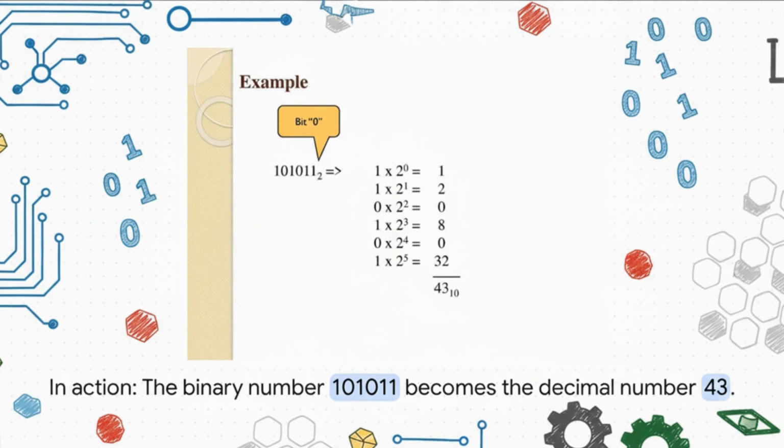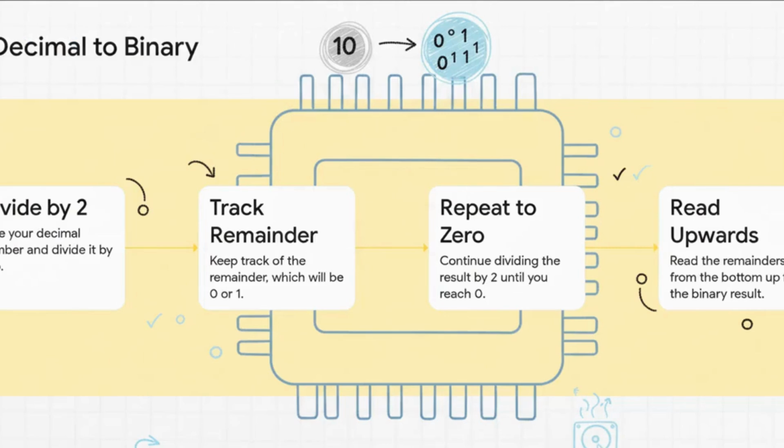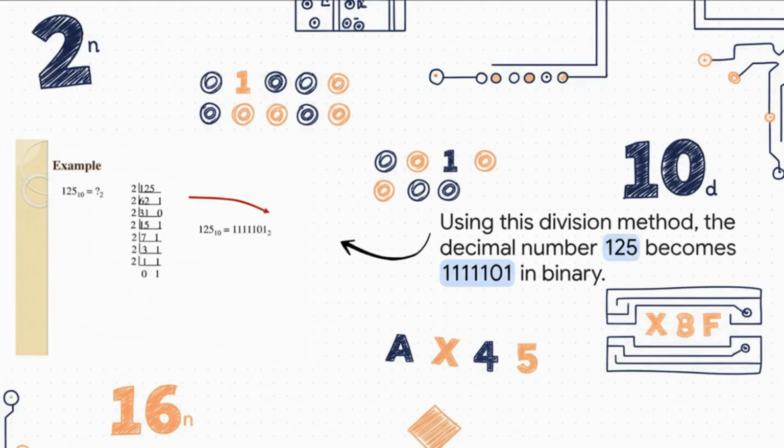The computer's 100111 translates perfectly to our number, 43. So how do we talk back? How do we go from our numbers to the computer's? Well, for this, we use a really clever little division trick. You just have to keep dividing your number by 2, and, this is the important part, keep track of the remainder. Let's try it out with 125.